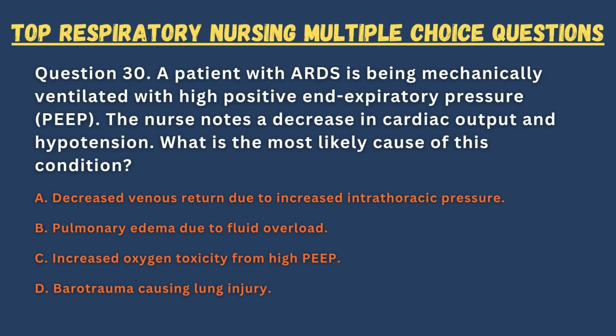Question 30. A patient with ARDS is being mechanically ventilated with high positive end-expiratory pressure, PEEP. The nurse notes a decrease in cardiac output and hypotension. What is the most likely cause of this condition? A. Decreased venous return due to increased intrathoracic pressure. B. Pulmonary edema due to fluid overload. C. Increased oxygen toxicity from high PEEP. D. Barotrauma causing lung injury.